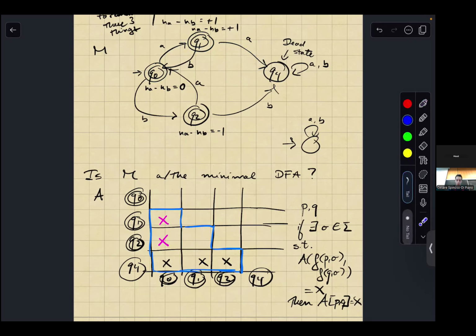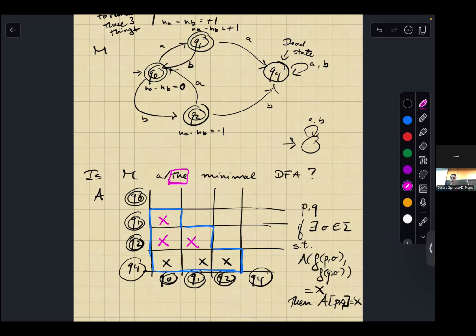And then Q1 and Q2. If I read an A from Q2, I go to Q0. But if I read an A from Q1, I go to Q4. So again, that's distinguishable. So it looks like I have X's on all my pairs of states. That means I can't join any of those states together. So that means that yes, M is a minimal DFA. And in fact, I don't believe this was proved in class, but minimal DFAs are unique.